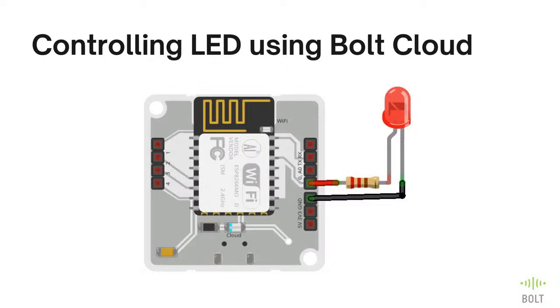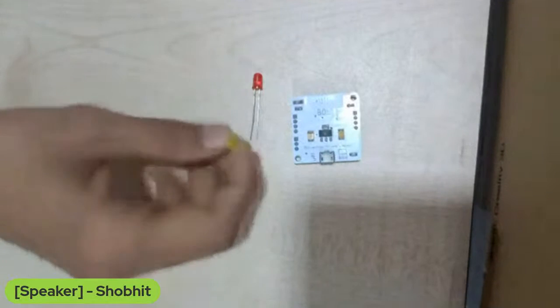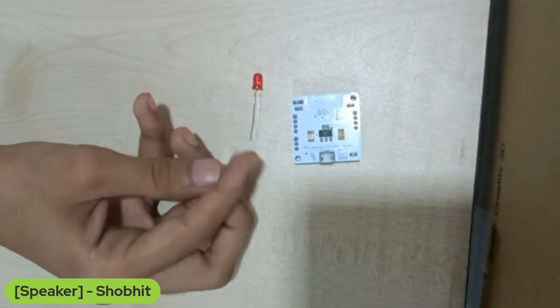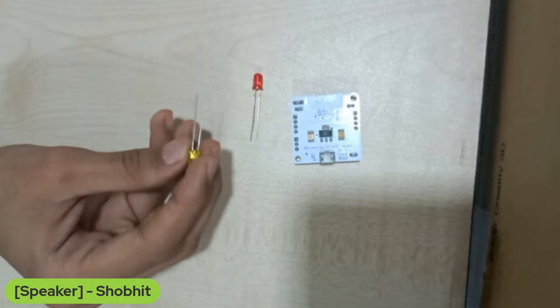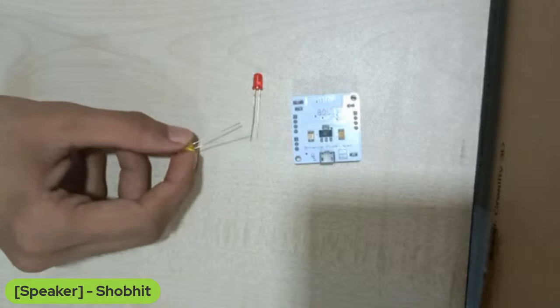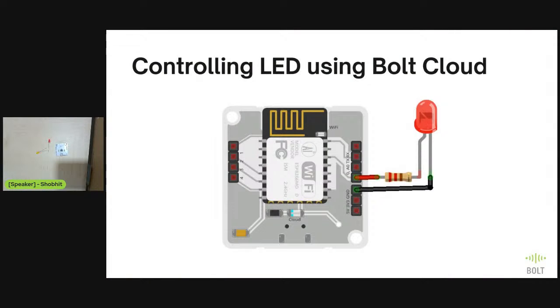So this is my Bolt Wi-Fi module, and these are basic LEDs. I'll connect them based on the diagram that I'll show you. The longer leg of the LED, the longer terminal, is the positive one and the shorter is the negative one. If you see the slides, the longer terminal is connected to pin number 0 and the shorter terminal is connected to ground. So I'll do the same here as well.